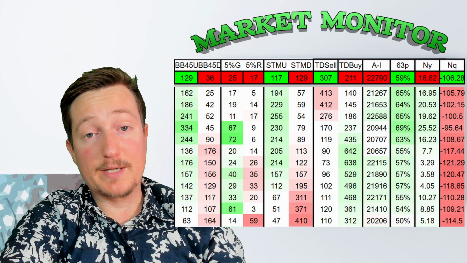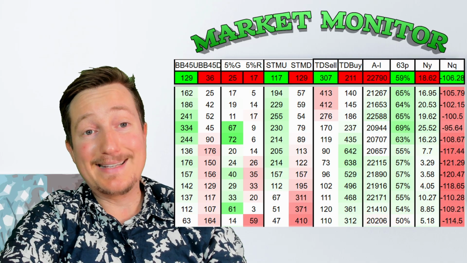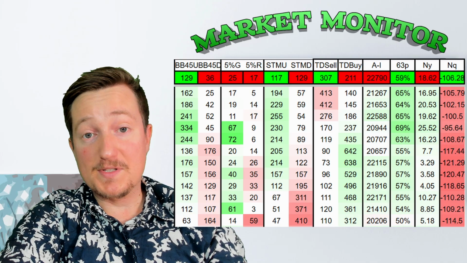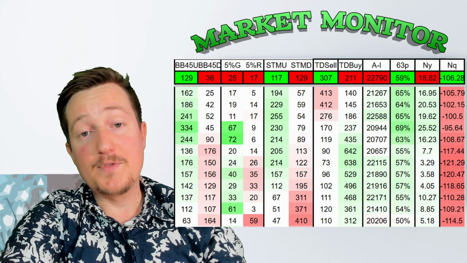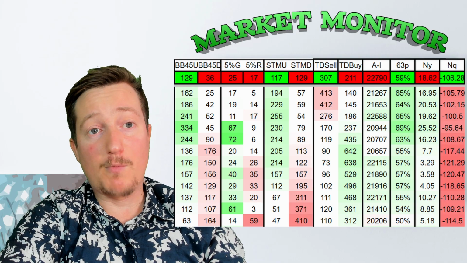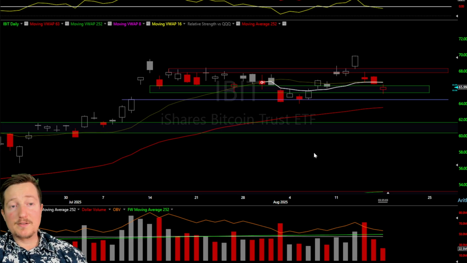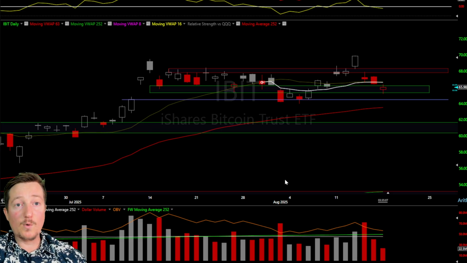Now, what I also like to do is confirm these breadth metrics with some technical analysis of the major markets. And the first market we're going to analyze is Bitcoin. All right. So what you're looking at here is ticker symbol IBIT. This is the Bitcoin ETF by BlackRock.